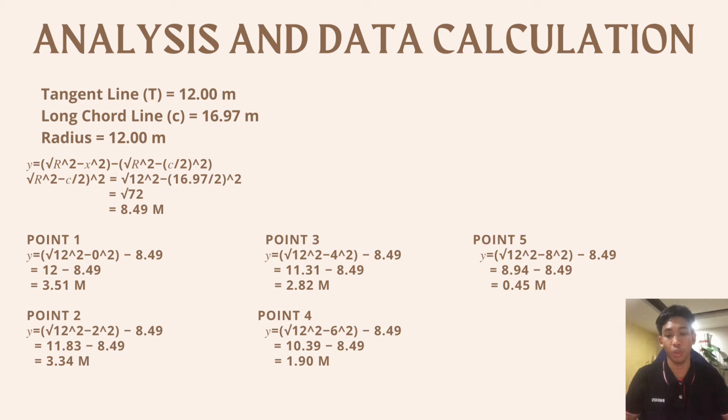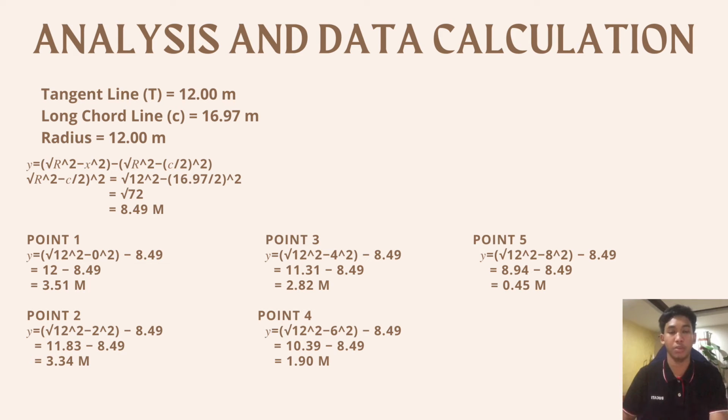Point number 3 is y equals square root of 12 square minus 4 square, minus 8.49, and we got 11.31 minus 8.49, which equals 2.82. So for point number 3 we got 2.82. Next is point number 4. It's y equals square root of 12 square minus 6 square, minus 8.49. So it equals 10.39 minus 8.49, and we got 1.90.